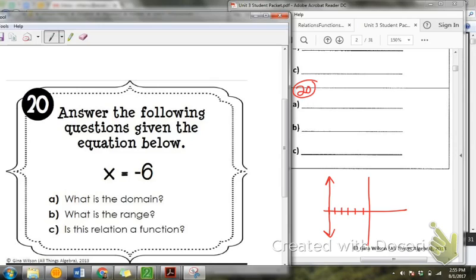Okay, so what about our domain values? Remember, we look left to right for the domain. What's the only x value that gets hit? Negative 6, right? So the only x value that we can use is negative 6. Because there's only one, we're going to write it as x equals negative 6, since there's only one value.